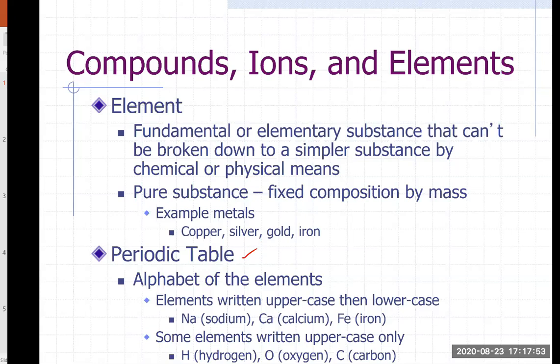Elements are written on the periodic table, some of them with an uppercase and then a lowercase, like sodium, uppercase N, lowercase a. That's the chemical symbol for sodium. The chemical symbol for calcium, uppercase C, lowercase a. Chemical symbol for iron, uppercase F, lowercase e.